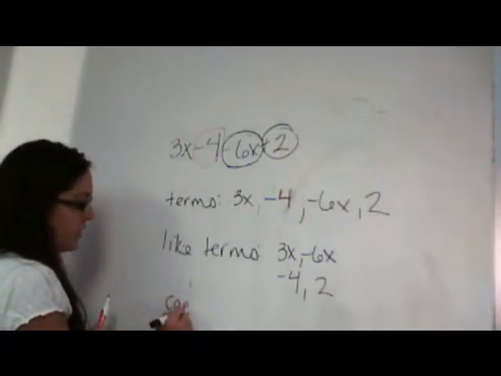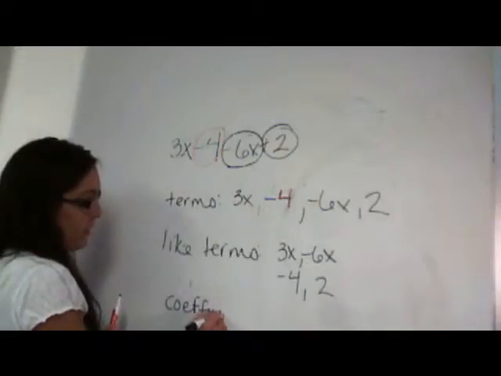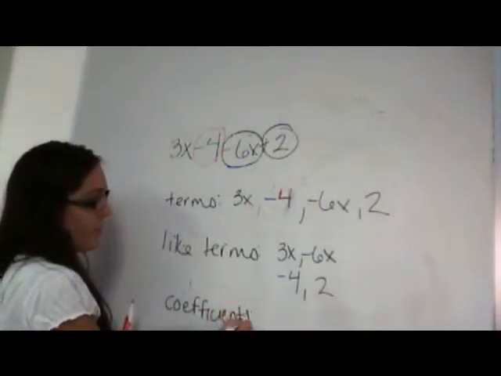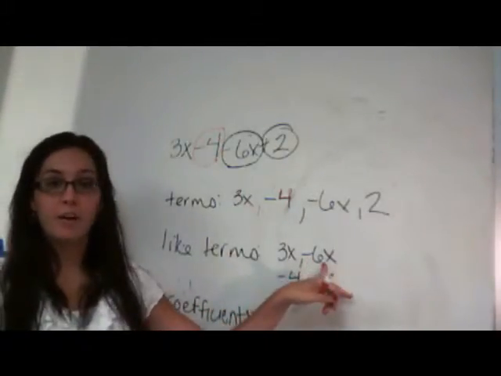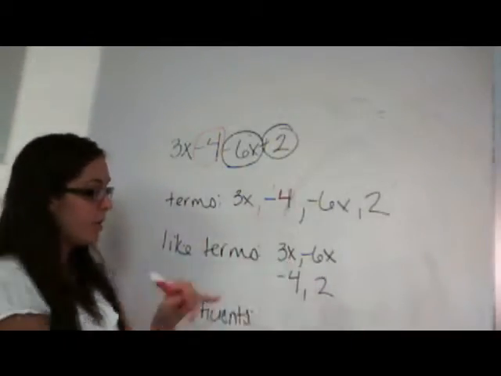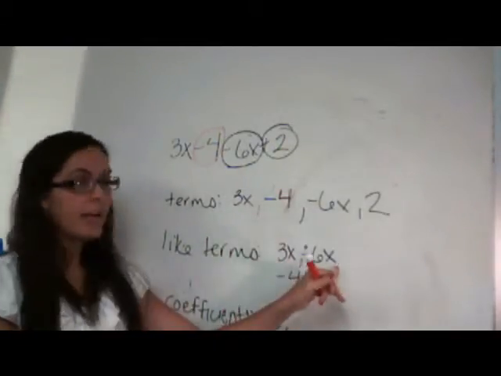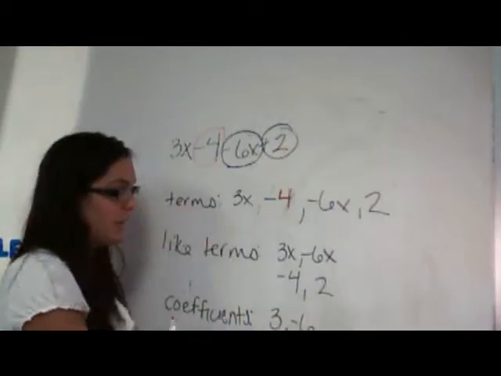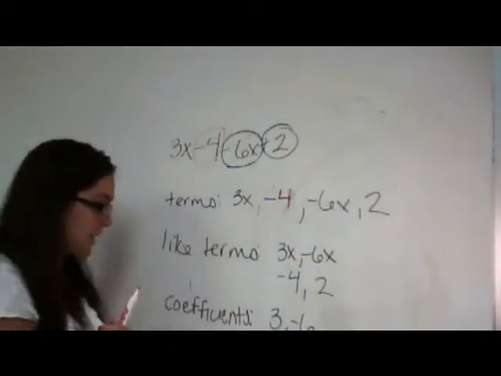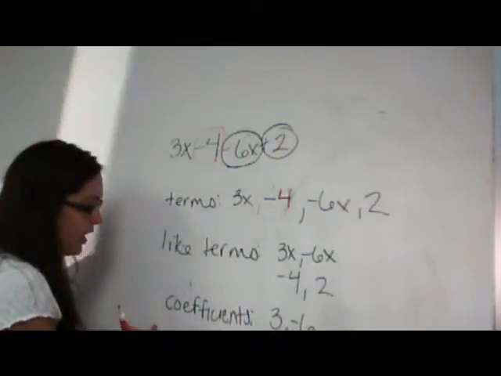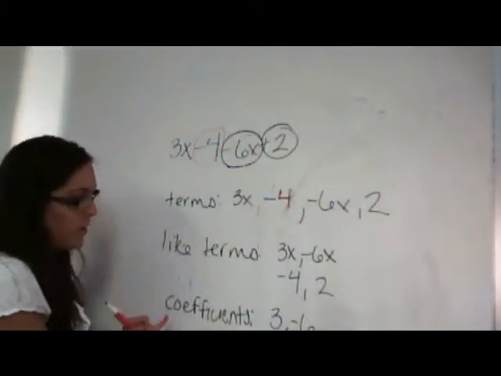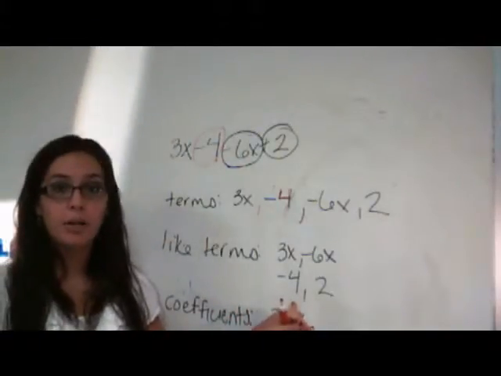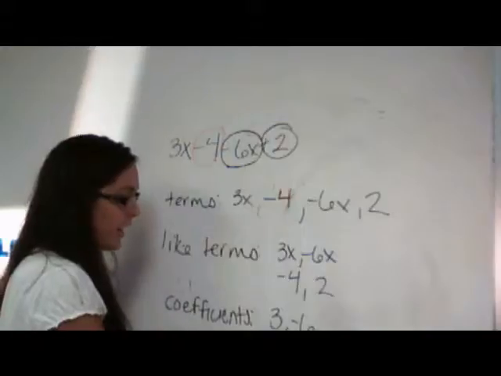So coefficients. It's the number part of your variable. So here's my variable. I'm going to identify that as 3. And here's another variable, and that's just going to be the -6. And the last thing is your constants, and that's just any number that's just by itself. So the numbers that are by themselves with no variable attached are going to be a -4 and a 2.